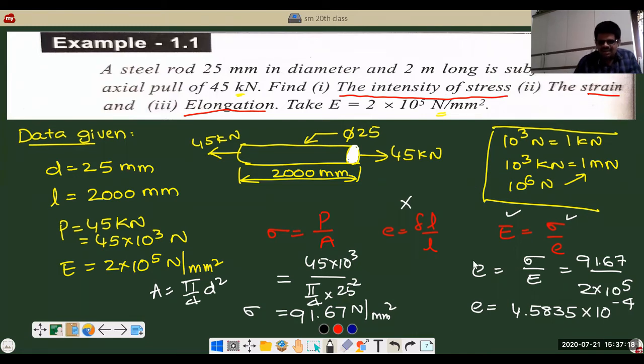Right. So we got the value of E. We got the value of A, and you are given the value of L. Now you can find out the value of delta L. So delta L is nothing but the elongation. So delta L is equal to e into L. So e is 4.5835 into 10 to the power of minus 4 multiplied by L. L is given as 2000 mm. Now tell me this value.